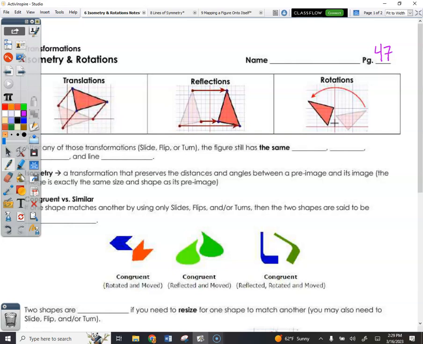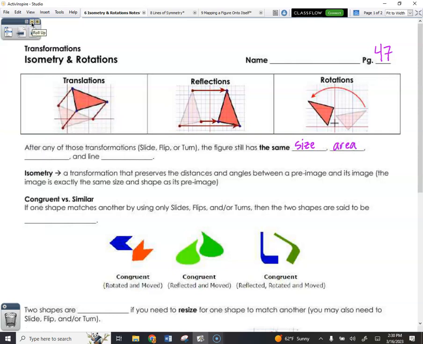We had three transformations: translation, reflection, and rotation, which is a slide, a flip, or a spin. You should have noticed that after every practice problem we did, the resulting figure had the same size, the same area, the same angles, and the same line lengths. That's because the resulting figure was like a carbon copy of the first one, right?